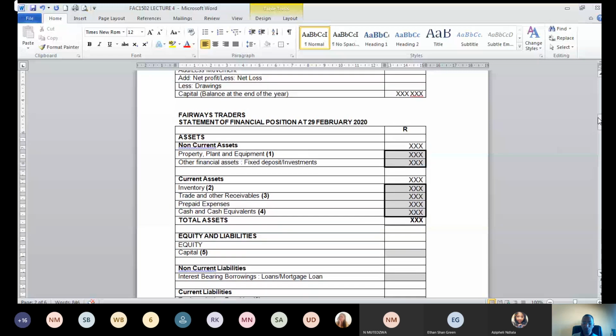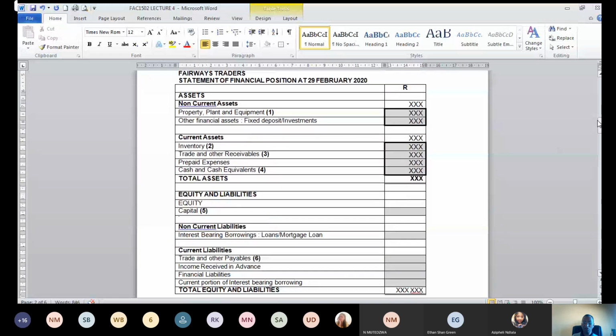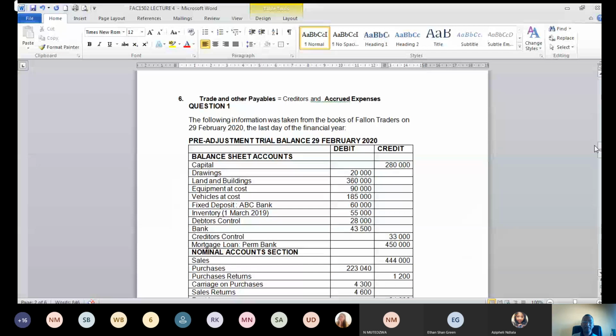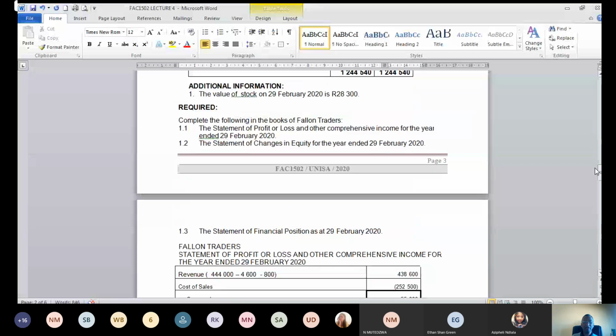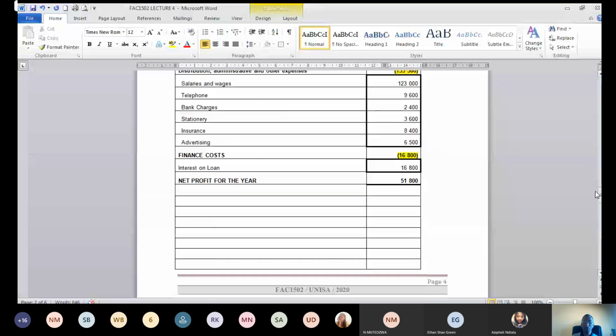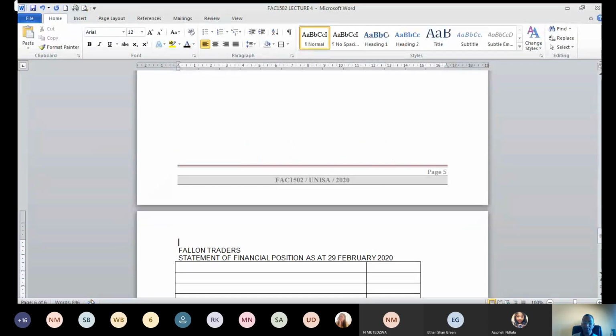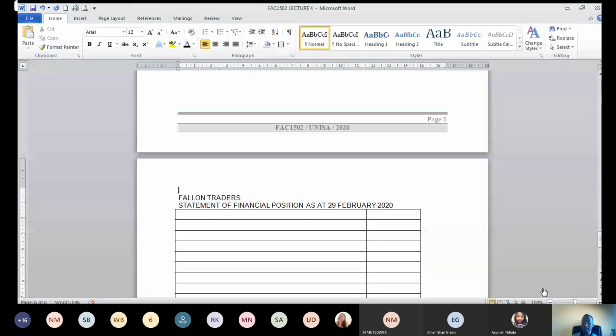I want you to go back to the activity that we're with now, the books of Fallon Traders. I want you to take that information into account and complete for me the statement of financial position up until the assets. Just indicate there for me the assets there in that question.